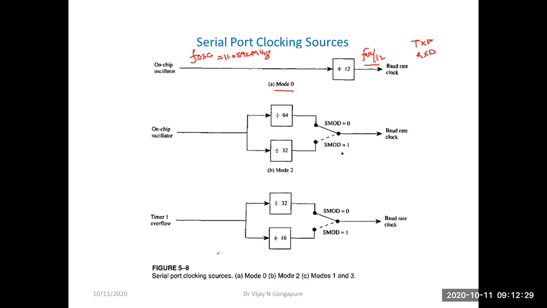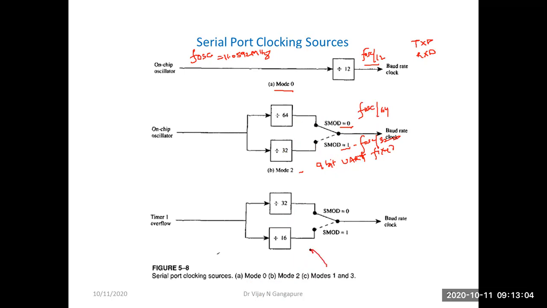In mode 2, what is mode 2? That is 9-bit UART with fixed baud rate. So in this case the baud rate is fixed, one out of 2, depending on whether the SMOD bit is 0 or 1. If the SMOD bit is 0, what is the baud rate? That is F oscillator divided by 64. If the SMOD bit is 1, what is the baud rate? F oscillator divided by 32.